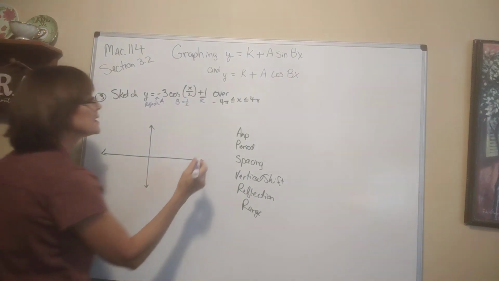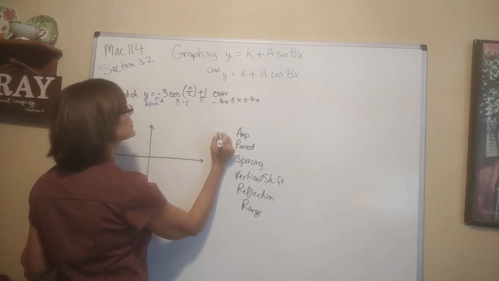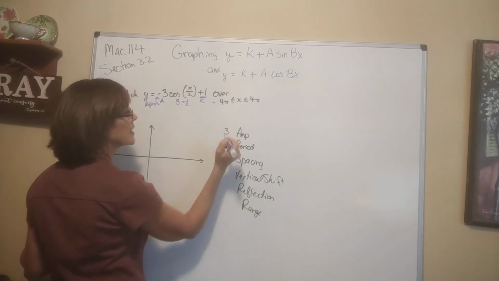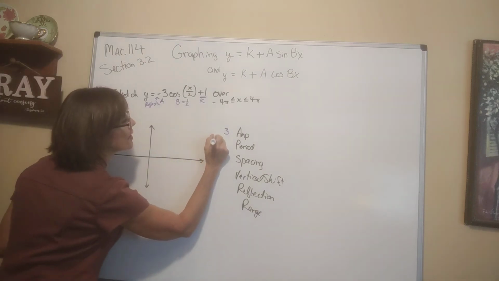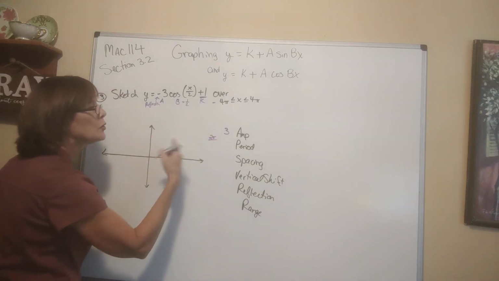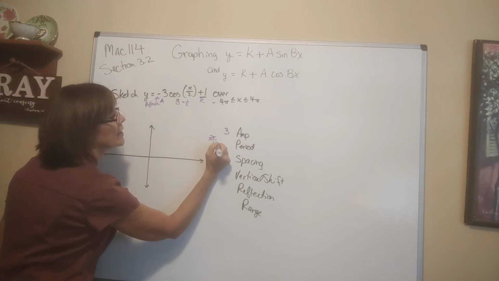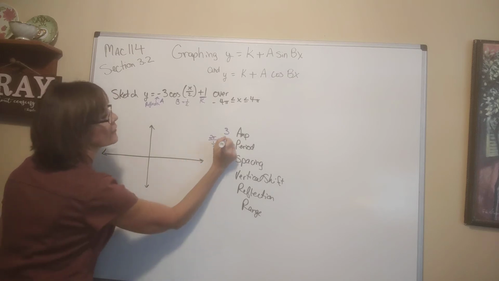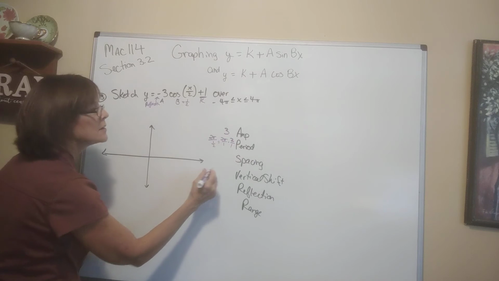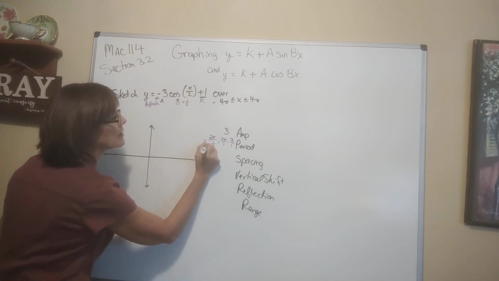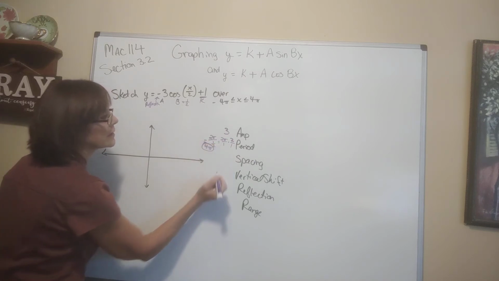All right, what is the amplitude? The amplitude is the absolute value of -3, so it's 3. What is the period? The period is 2 pi over b, or 2 pi divided by 1/2. We can do a keep, change, flip. This is 2 pi over 1 divided by 1/2, or times the reciprocal, 2 over 1. So the period is really 4 pi. That's what the period is.